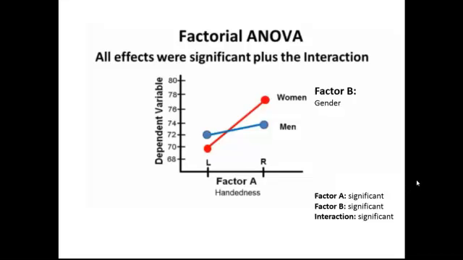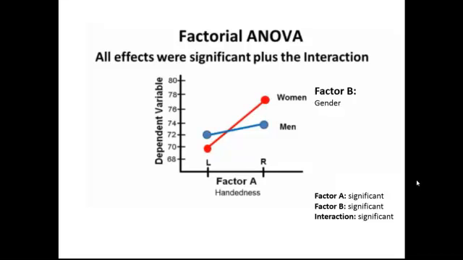In this case, all effects were significant plus the interaction. So let's walk through this. If we look just at factor A, we're looking at handedness. So we don't care if the individual belongs to the category of women or men. We only care about left or right. So when we look at factor A, we figure out the means for each of these that I've represented by this bar. And you can see that for left-handed people, the dependent variable has a lower value than for right-handed people, and this factor was significant.